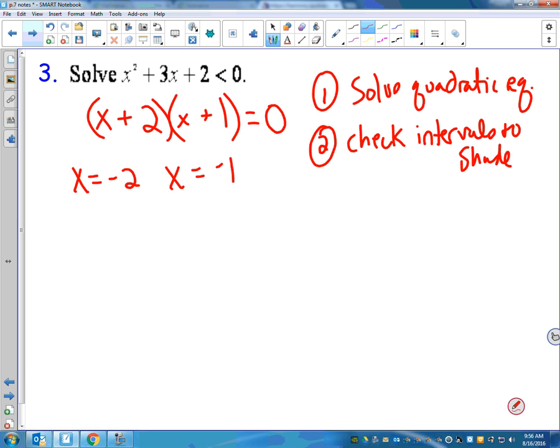Now, if this was an equation, that would be our answer. But it's not an equation, and here's what people do every single year on tests. I give you a problem to solve like this, and every single year people just bring this less than sign down, and they just put less than, and they're done, and then they're not. Because you have to figure out, am I shading in between those two numbers, or am I shading on the outside of those two numbers?